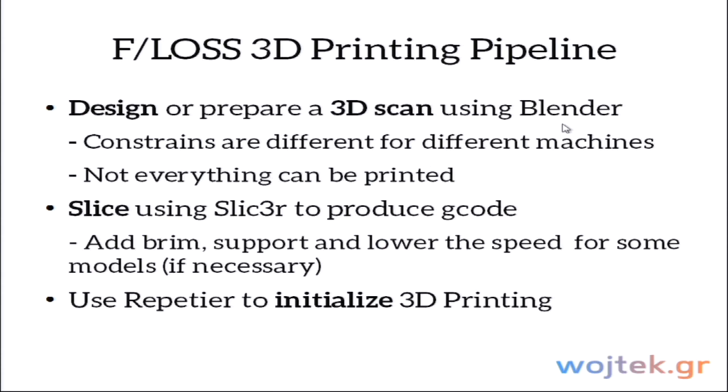So after you design something in Blender, use Slicer to generate G-code, which is information for the actual machine, how to move the extruder around, what to extrude, when to extrude, when to slow down, and so on. And Repetier is just used to initialize and as an interface between the user and the printer.